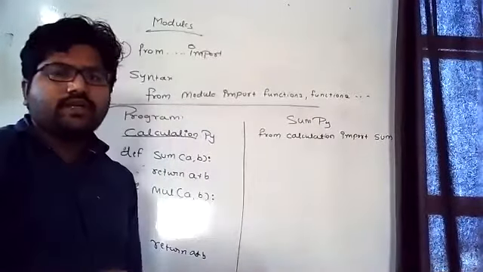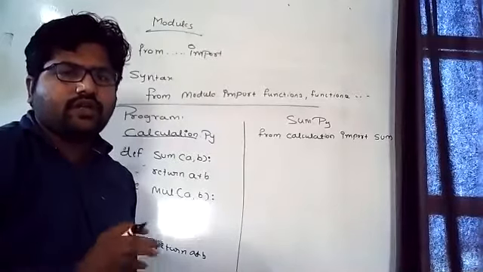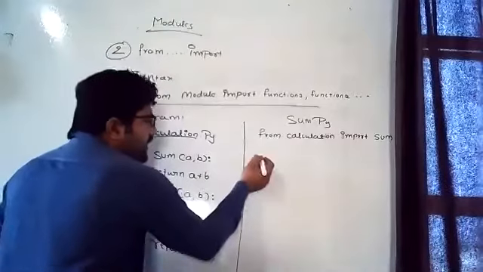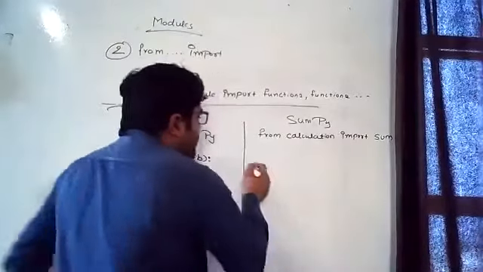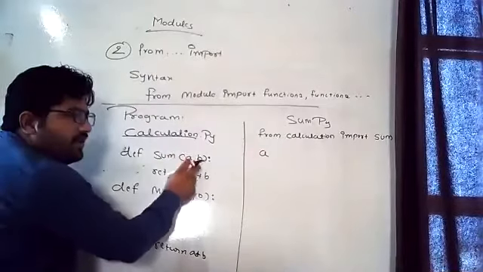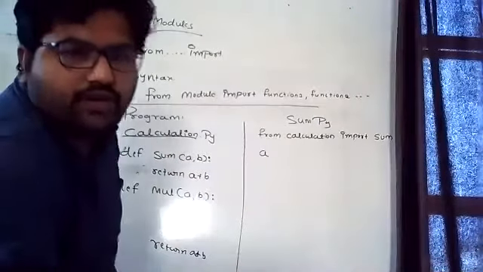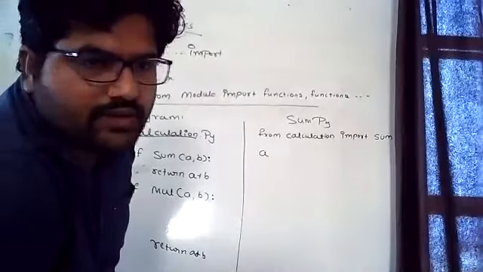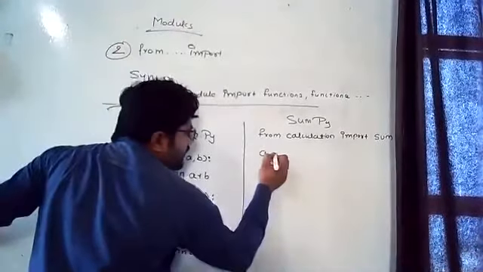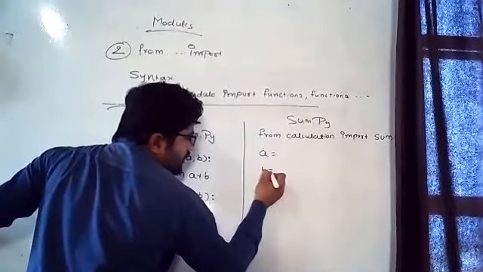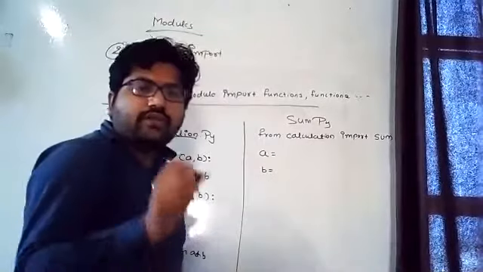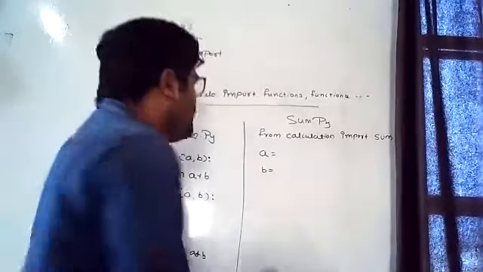From calculation import sum. Is it clear? Is it clear? Now I start writing here. A, I need to give value for A and B. Wait for a while. Okay. A equal to, B equal to. See here. The input function we need to use here.